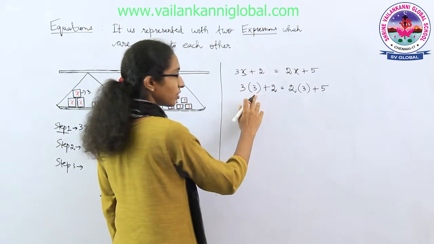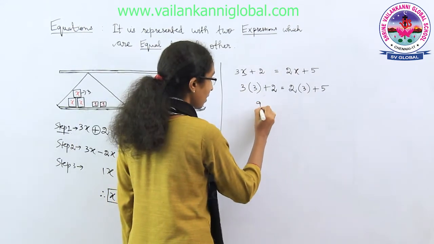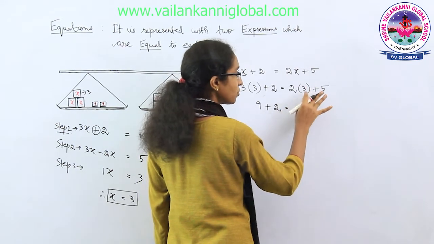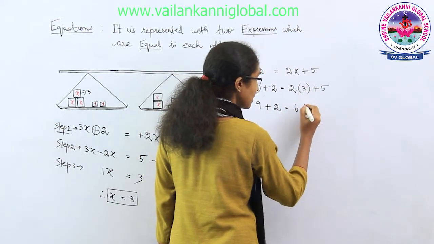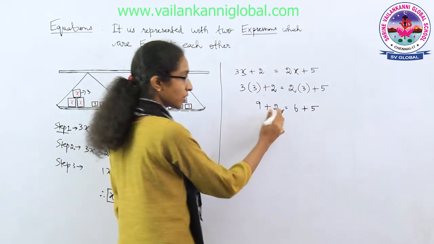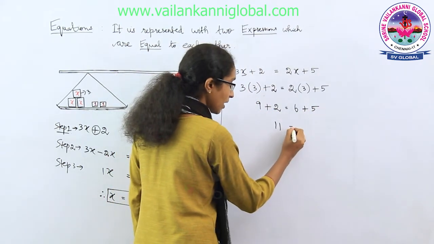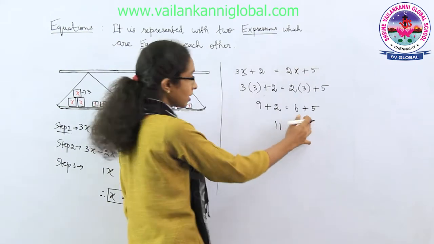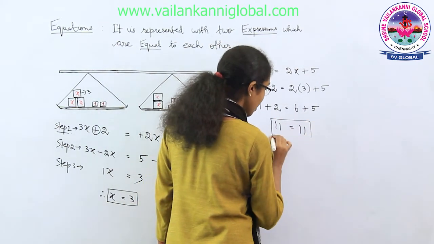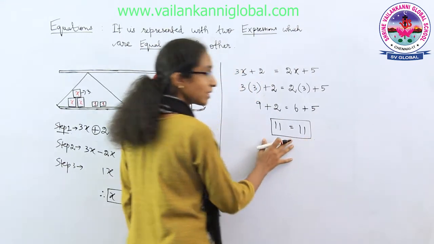So 3 3s give us 9. Adding with 2, that is equal to 2 3s give us 6, added with 5. So 9 plus 2 gives us 11. And similarly, the right side also gives us 6 plus 5, 11. Hence, the condition for equation is satisfied.